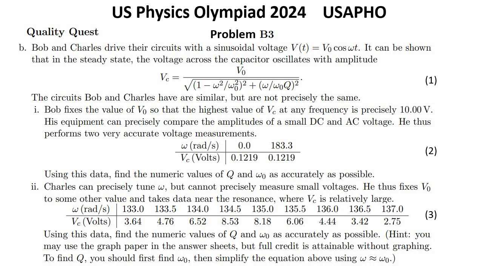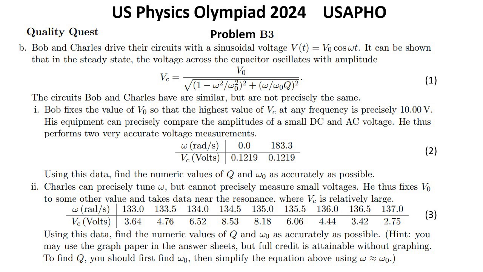Part 2. Charles can precisely tune omega, but cannot precisely measure small voltages. He thus fixes V0 to some other value and takes data near the resonance, where V_C is relatively large. Table 3. Using this data, find the numeric values of Q and omega 0 as accurately as possible.